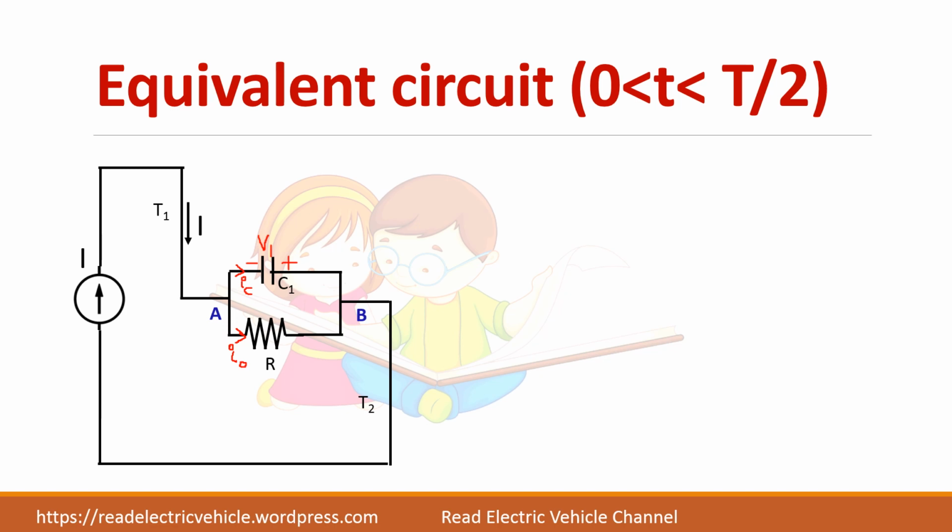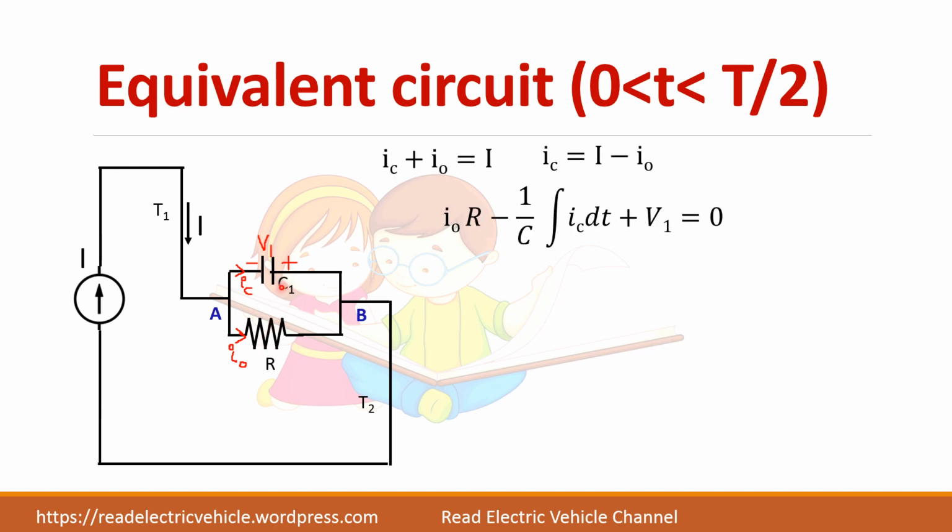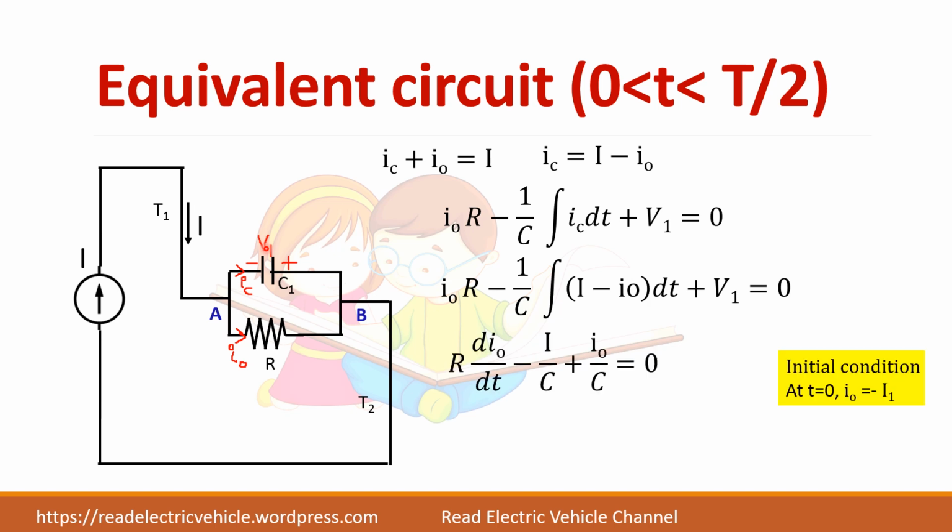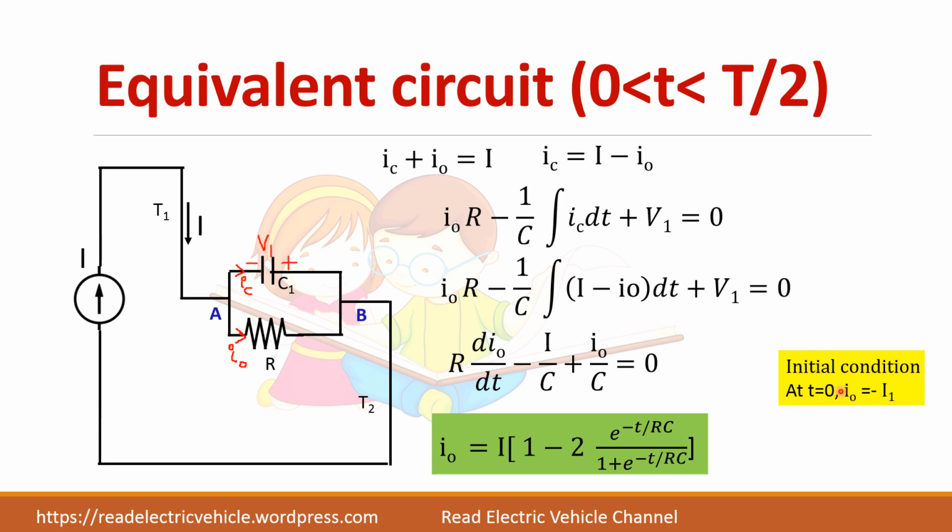This is the equivalent circuit when T1 and T2 are conducting. So you have two parameters, a resistor and a capacitor. Let us write the loop equation for that. I0 into R plus this voltage, and you have to consider the initial charge on the capacitor, that is V1 also. So this is a differential equation. You can find the solution for this differential equation, considering the initial condition that at t equal to 0 we have I0 equal to minus I1. With that, if you solve this equation, you will get this as the solution for the current I0.